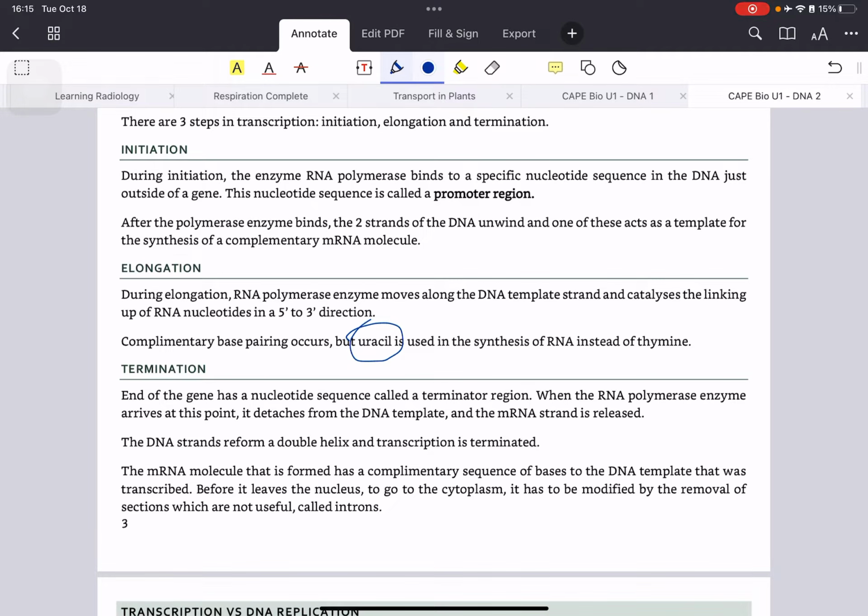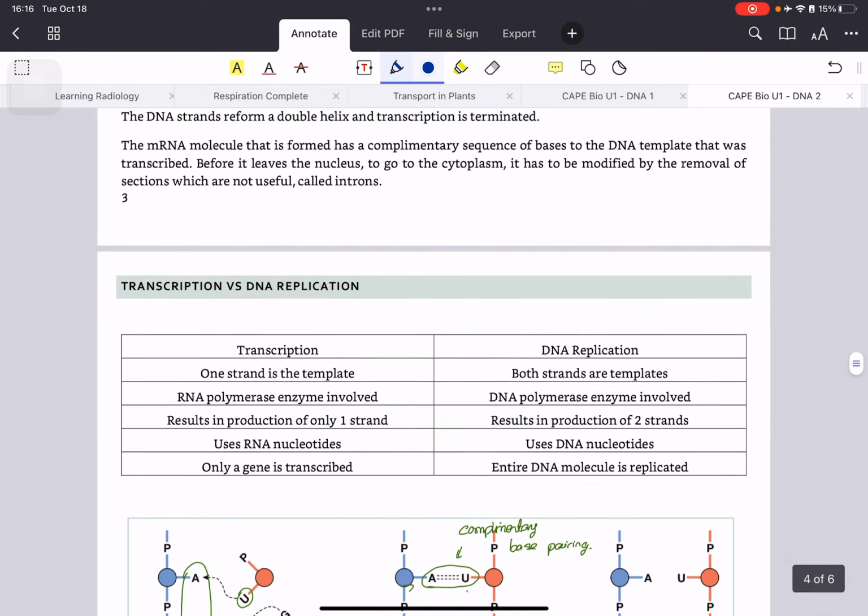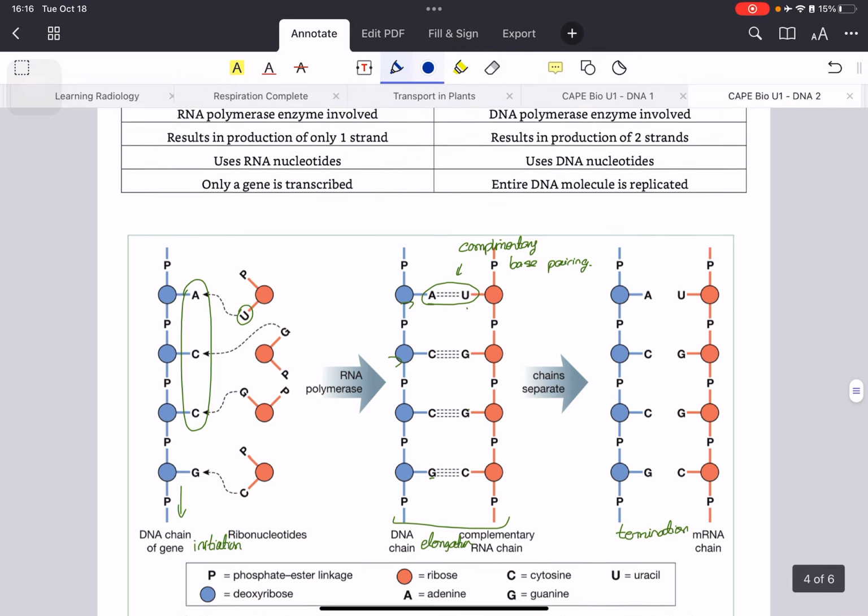Okay? Now, termination is where you finish, right? At the end of the gene, there's a sequence called the terminator region. So you see how we have the promoter region, now we have the terminator region. When RNA polymerase arrives at that point, it knows to detach and stop. And then the DNA will reform its helix, and then you're finished. Okay? So let's see how it looks here.